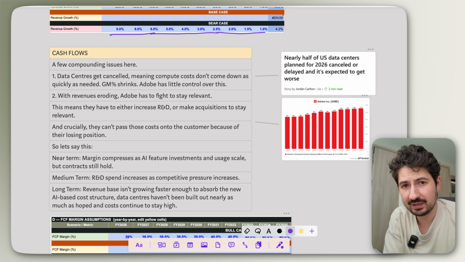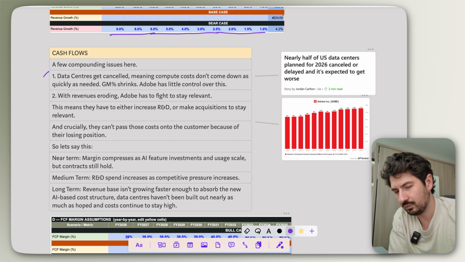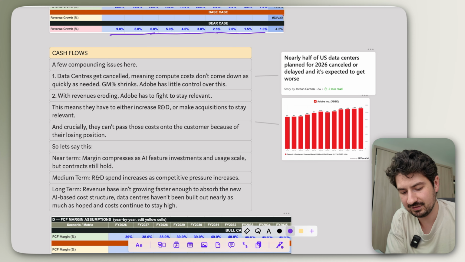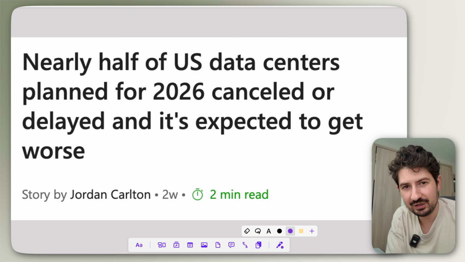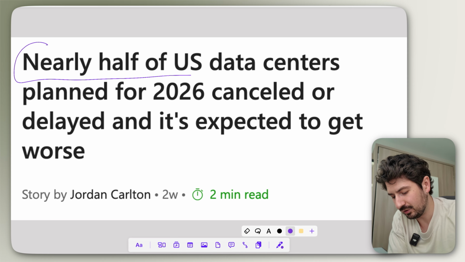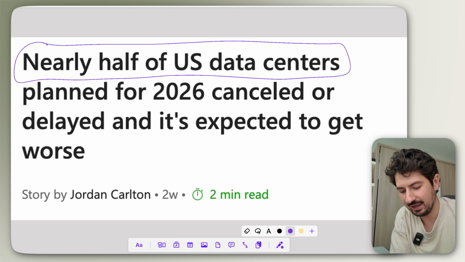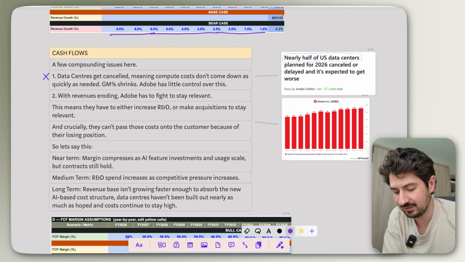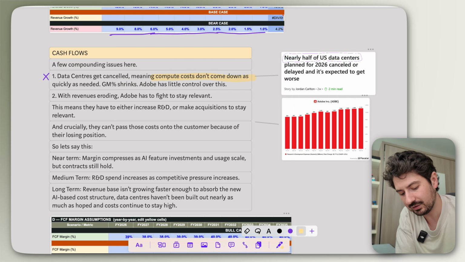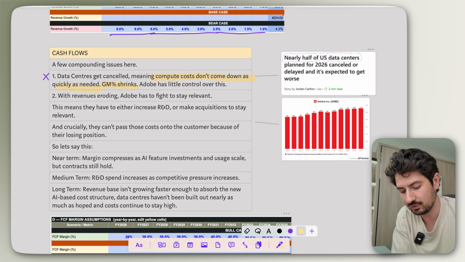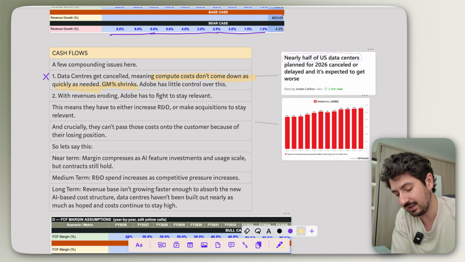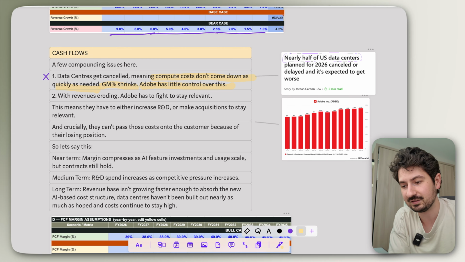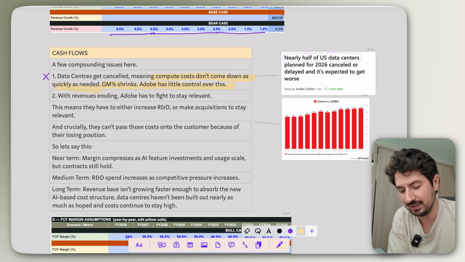The cash flow bear case is going to be a similar story with a few compounding issues. Basically, we're going to assume that a lot of the data center build out gets canceled. I'm reading articles that nearly half of all US data centers are being canceled or delayed, so that seems very possible. And if that's the case, it means compute costs aren't going to come down as quickly as needed. Their gross margin percentage is going to shrink, and ultimately Adobe doesn't have very much control over this. It's something that is just going to happen and they can't really manage it.